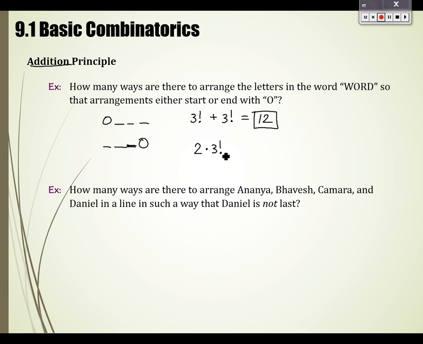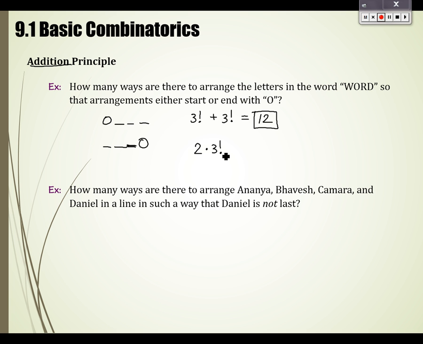Well, the first branch of the tree would be you deciding where the O goes. That's your first decision as you wake up in the morning. Where am I going to put the O? And then after you've settled on that, you have 6 other options to make off of those branches. Can you picture the tree that goes with that? With 12 things at the end.